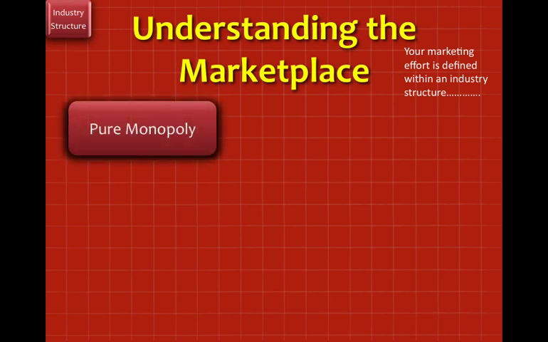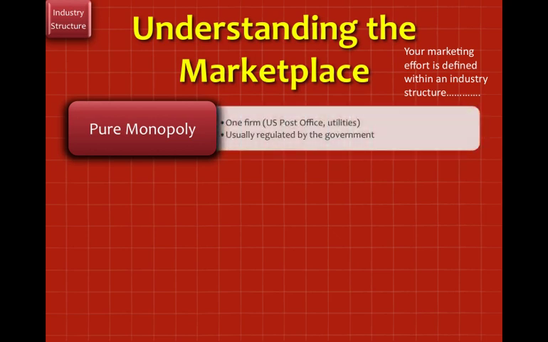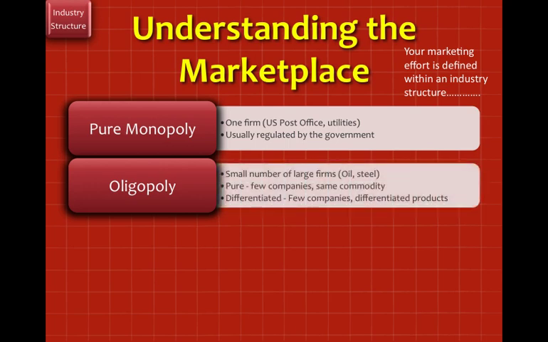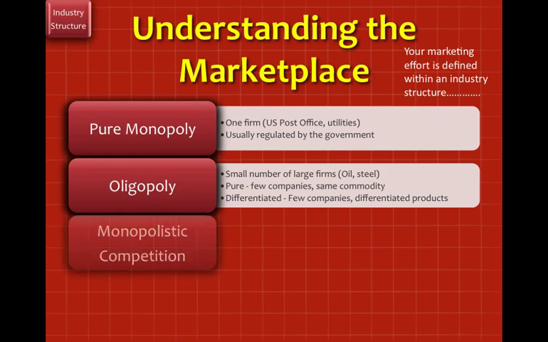We operate in a capitalistic society that allows us to have various types of structures that help us from a marketing perspective. Pure monopoly is one of those, and these are firms like the post office or utilities that have government regulation behind them and support of them. An oligopoly is a type of industry where we have large firms like steel and oil, and they differentiate themselves from their product and the fact that they have only a few companies that operate within that particular area.